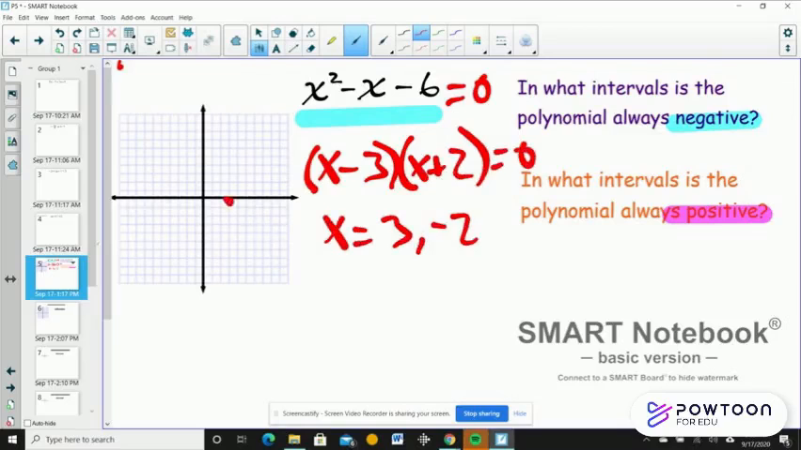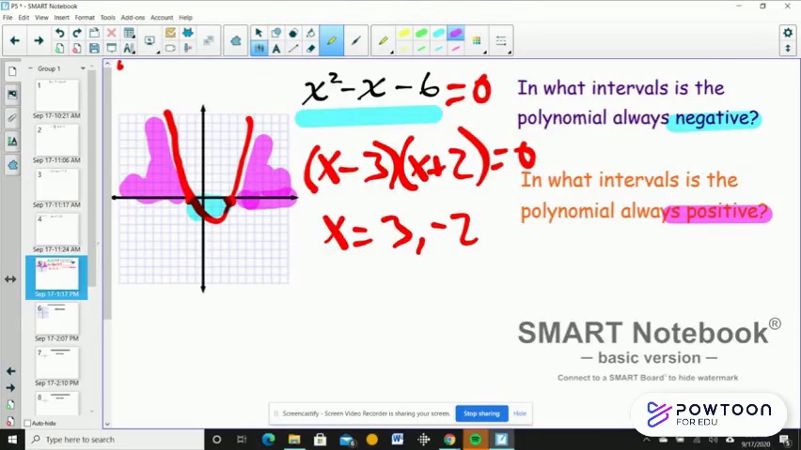So when we go to draw our parabola, put the 3 and negative 2, and then we can see that the interval is negative for the x values from here to here, and the interval is positive for these x ranges. Okay, so the intervals of when that equation is negative, that's from here to here, that's between negative 2 and 3.